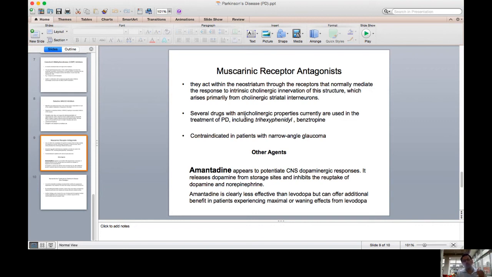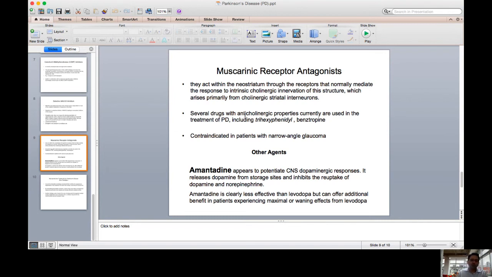Also, a more serious one is that they will be strictly contraindicated in patients with narrow angle glaucoma, because you know that anticholinergics will also cause mydriasis, leading to worsening of the intraocular pressure. And if the patient already has glaucoma, there may be damage to the optic nerve leading to permanent blindness. So this particular point has to be taken care of.